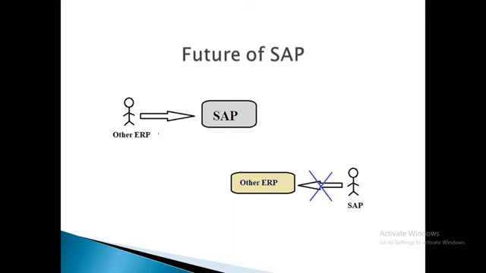Why are people shifting from other areas to SAP? Why are people shifting from other ERP packages to SAP? Why are people shifting from Java to SAP, .NET to SAP? Because the coming future is only for SAP. So that is the reason people are shifting from other areas to SAP. This is the best example for the future of SAP.